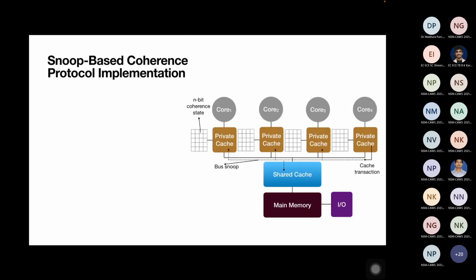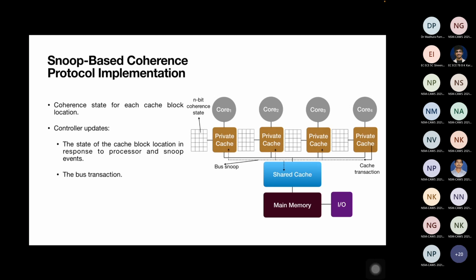Okay. So we'll start with a simple three-state protocol, MSI. M stands for modified, S stands for shared, I stands for invalid. And this is a write-back invalidation-based protocol. That means when you have two levels of caches, whatever you write at the L1 level will not be reflected to the next level. It will be reflected to the next level only when you evict the block from L1. That is what is called write-back caches.